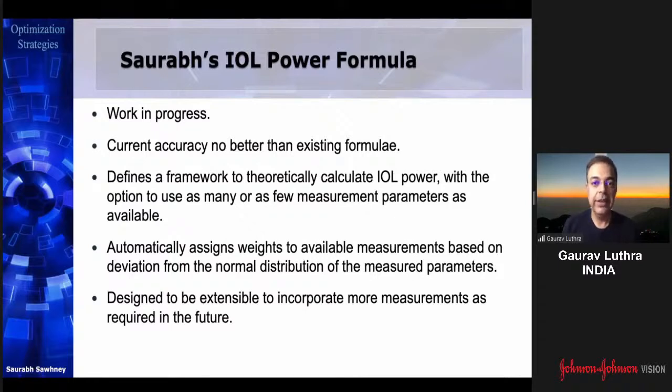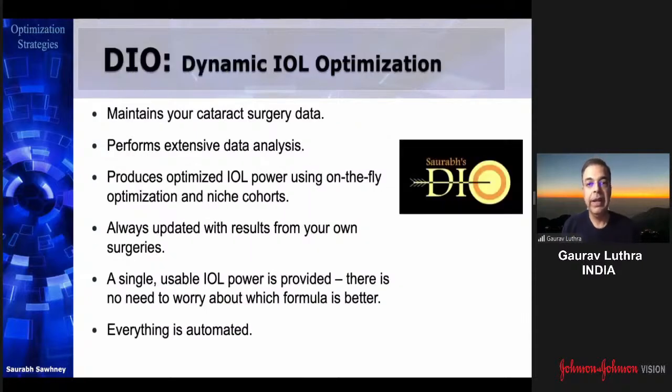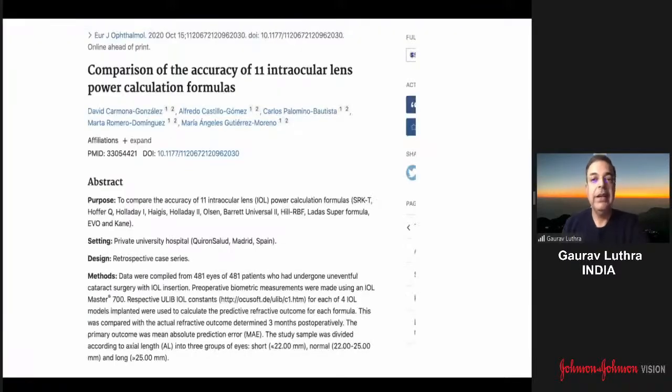One is his formula, which he currently says is still an evolution. And he's also working on dynamic IOL optimization, which is for developing a personalized A constant, and it constantly gets updated with your own results using an Excel sheet, and can give you more personalization. So with that, I think I'll come towards the end of my presentation, trying to give you a hint into what new formulas are doing.